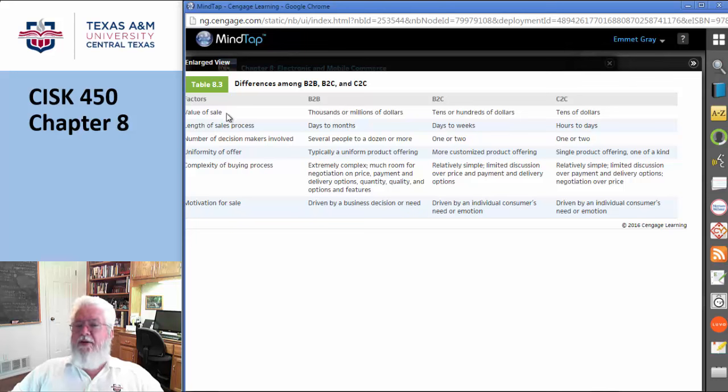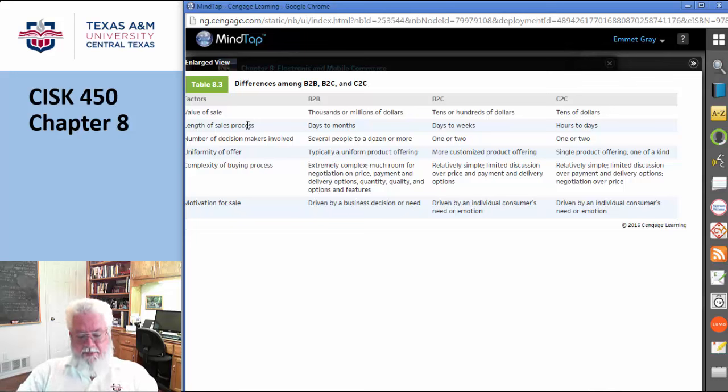So what is the value of the sale? You can probably imagine that Dell buying processors from Intel would be lots of money. Me selling Beanie Babies, not so much. The length of the sales process. In other words, how long does it take for this arrangement to last? If it's me selling Beanie Babies, it's like 20 minutes. I mean, you contact me, we agree with the price, I ship it, and we're done. But most likely, Intel has a tremendously long agreement with Dell, for example.